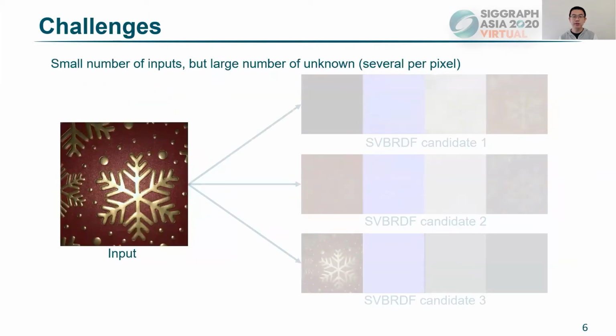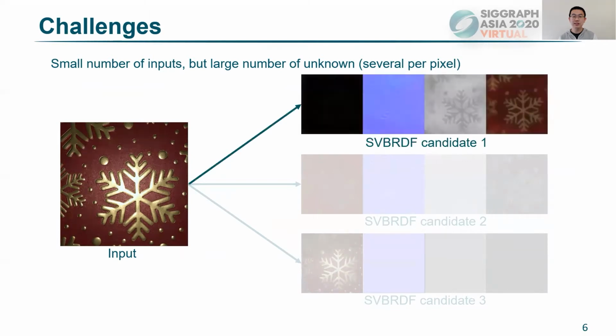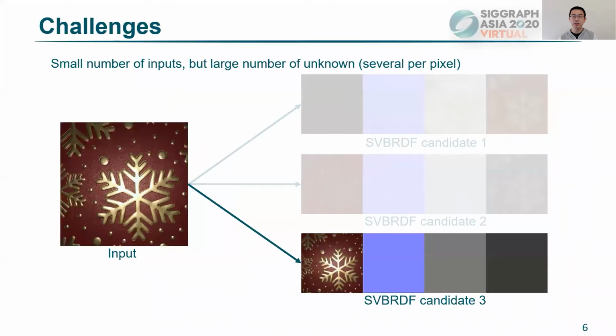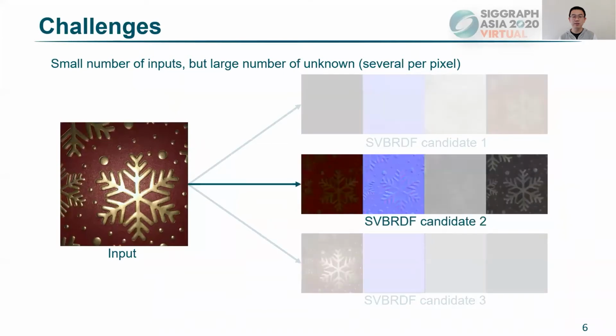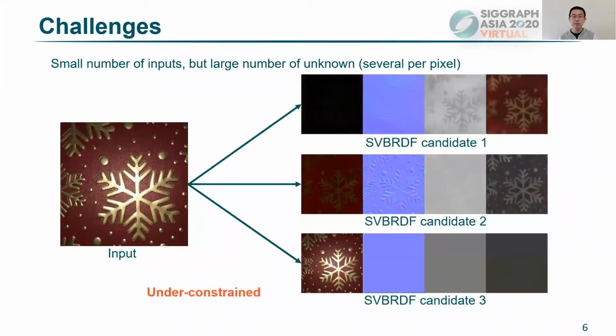Using a small number of inputs to estimate a large number of unknowns is a fundamentally under-constrained problem. There usually exist many material estimates capable of producing renderings that match the measurements. But many of these estimates can be unrealistic and may not generalize to novel illumination and viewing conditions.